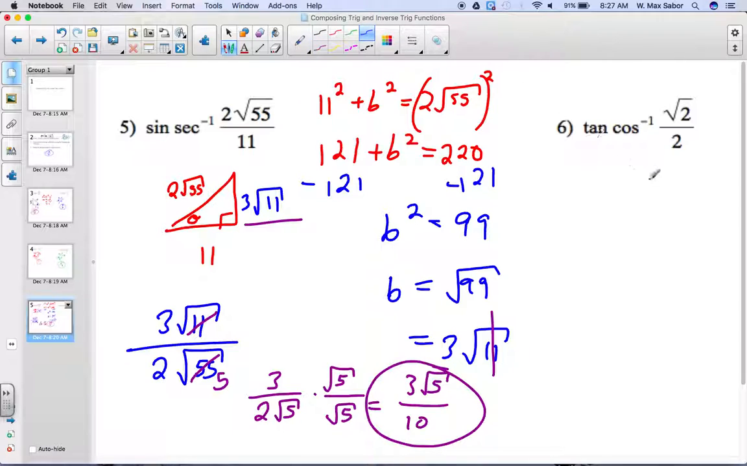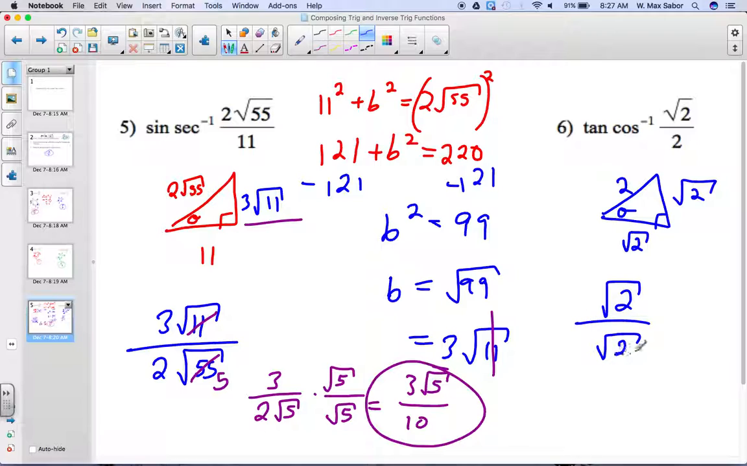Lastly, we're given cosine, and that would be adjacent over hypotenuse. And by Pythagorean theorem, that means this side is square root of 2. Tangent is opposite over adjacent, so tangent is 1.